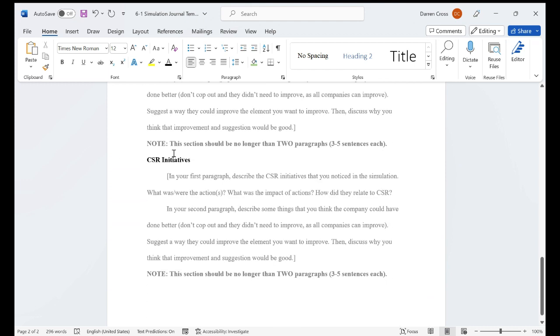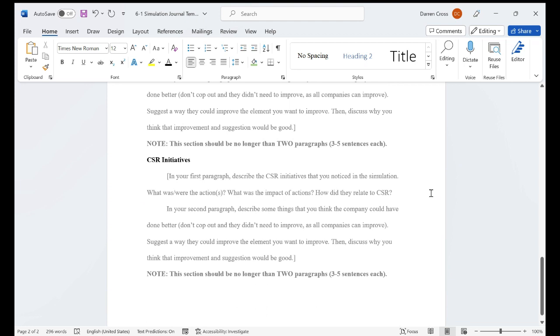So then we're going to move on to the CSR part. And this is going to be pretty similar. In your first paragraph, describe the CSR initiatives that you noticed in the simulation. What were the actions? What did the companies actually do? And what was the impact of those actions? And then also talk about how they relate to CSR. Why is that a CSR thing?